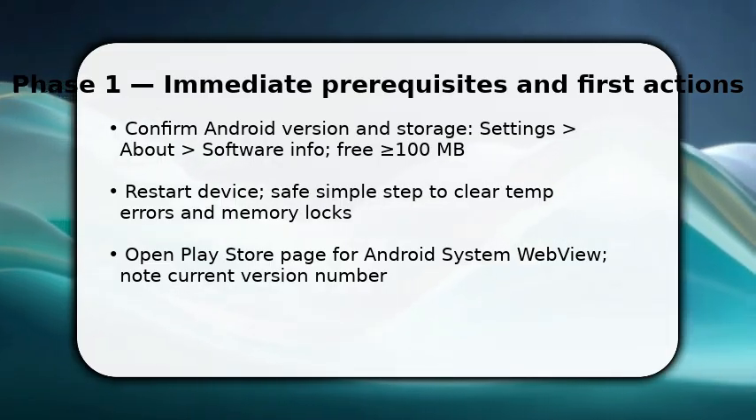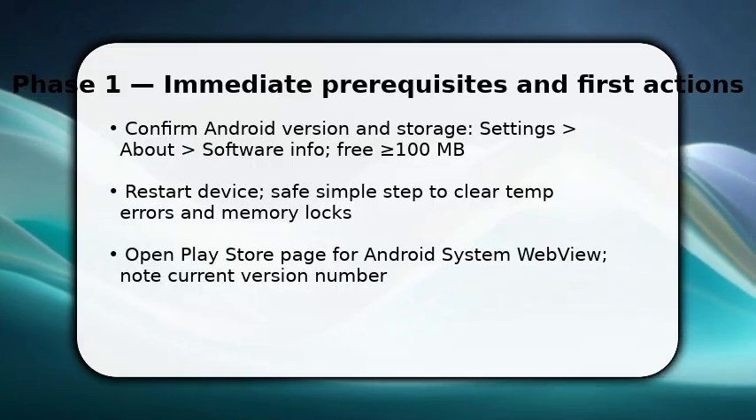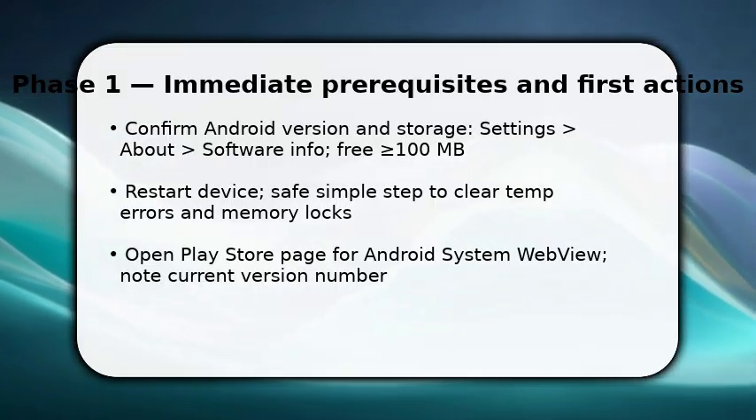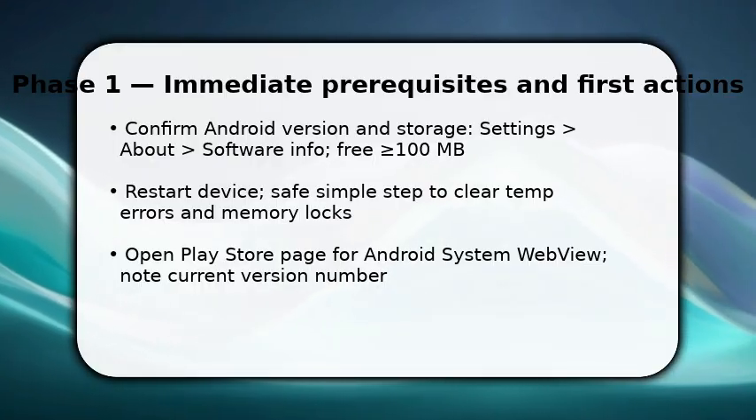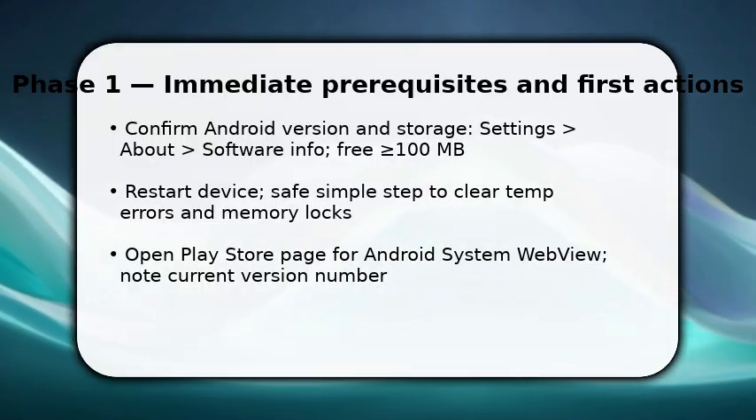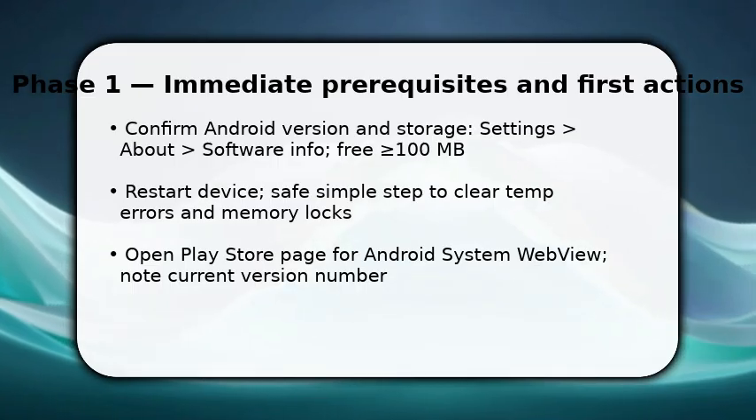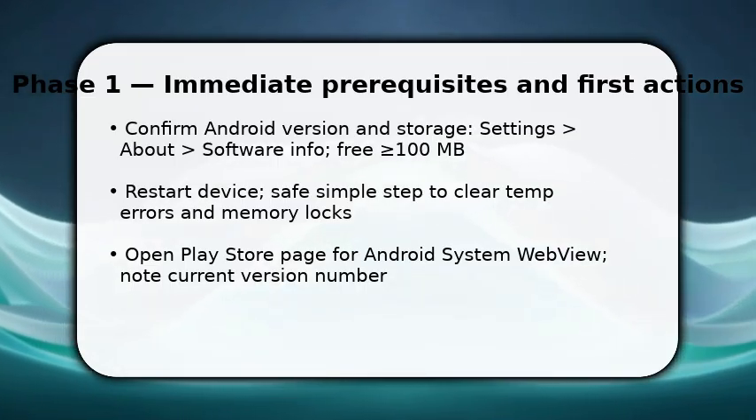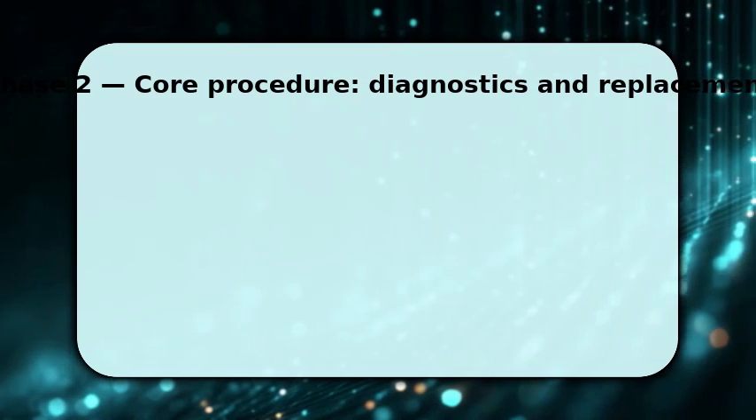Then open Google Play Store and find Android System WebView so you see the installed version. You do this now because updates and restarts resolve most crashes quickly, and knowing the version helps decide whether to update, rollback, or reinstall. Next, manage the app itself.